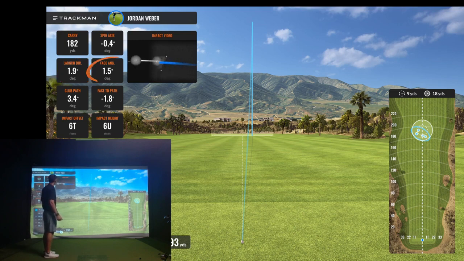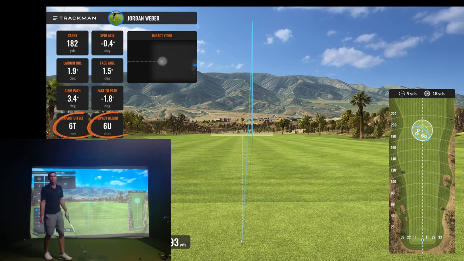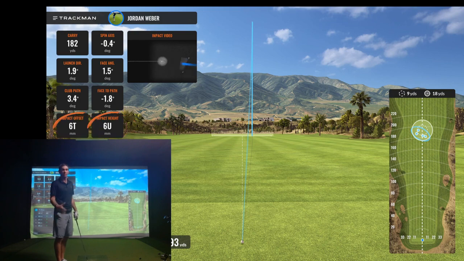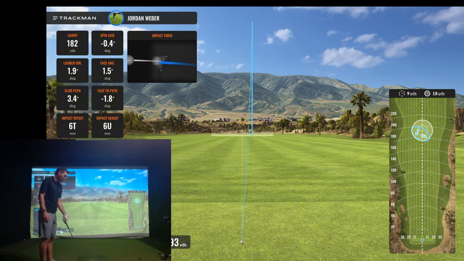Face angle is where your club face is aimed at impact. Your club path is the path of your club at impact. And then we have face to path. So is your club face open or closed to the path? Negative number again being to the left, positive number to the right. And then your impact offset. Impact can cause more of a draw or fade than people might realize. It's called gear effect. It depends on where the ball hits on the face that can cause it to spin a certain way. So I'm going to hit a couple here.